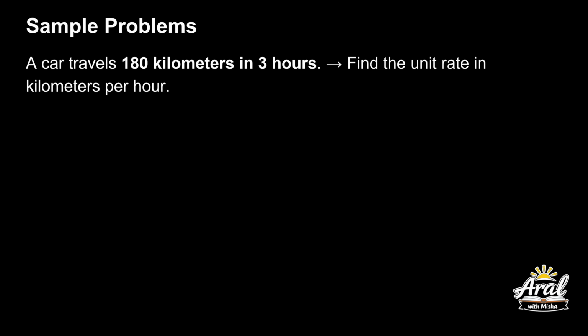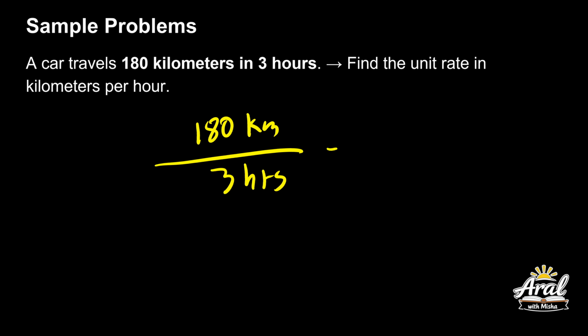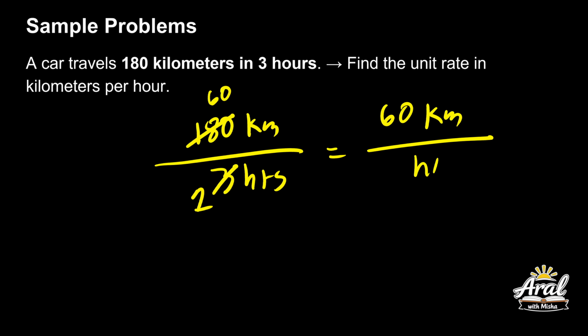Okay? Okay, sample problems na tayo. A car travels 180 kilometers in 3 hours. Find the unit rate in kilometers per hour. 180 kilometers in 3 hours. So what's the unit rate? Divide this by 3, so that's 1. Divide this by 3, that's 60. So 60 kilometers per hour. Okay? So that's actually the correct answer, or pwede mong gawin ganito, 60 kilometers per hour.